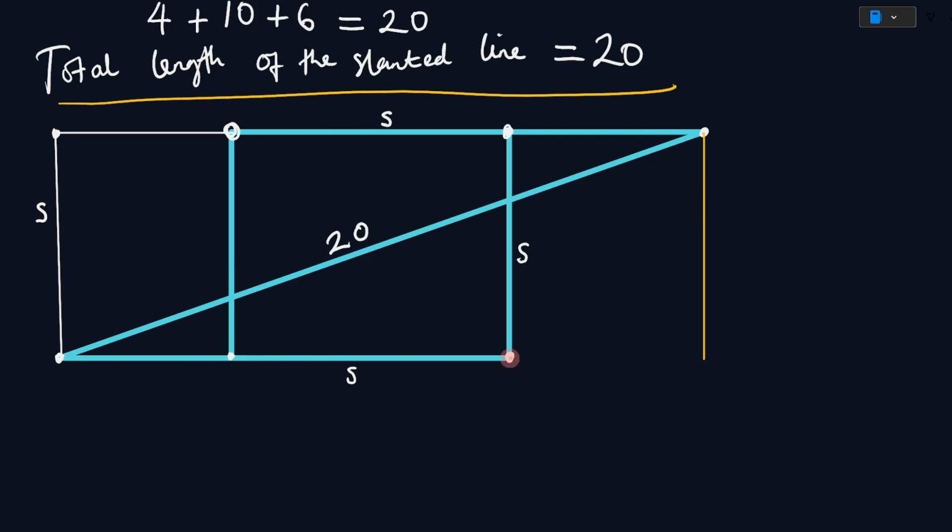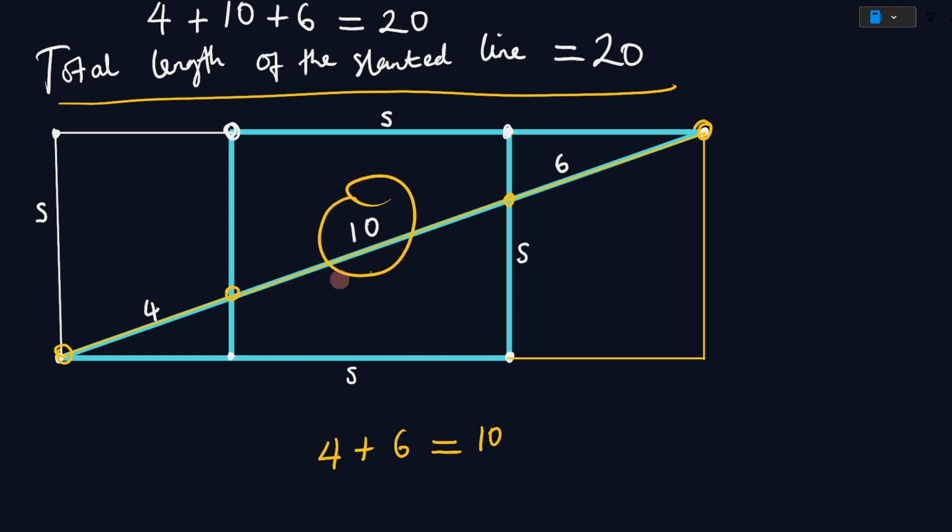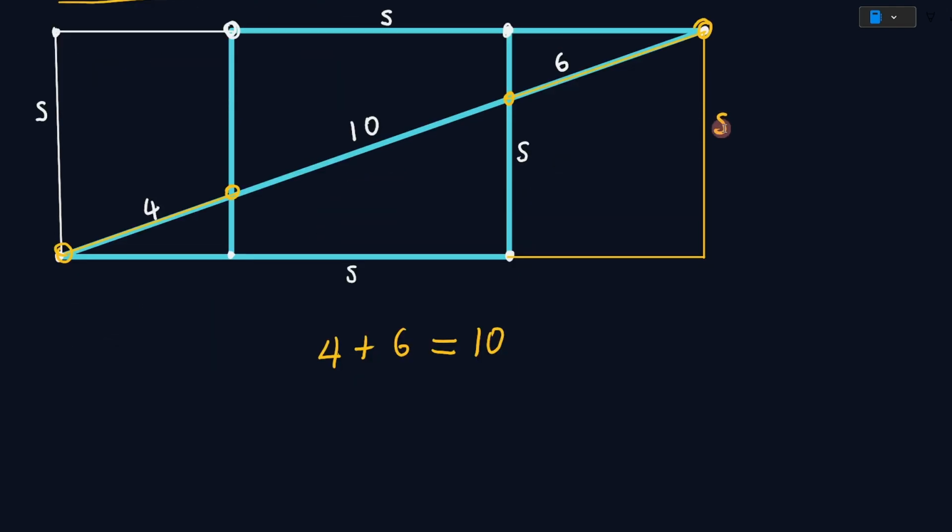From this point, join it to another line that extends from the end of the square to this line. Yes, we know that this entire length is 20. If we still break it into the original side lengths, where here is 10, here is 4, and here is 6, we can see that this side length 4, when added to this side length 6, that is 4 plus 6, will give us 10. This shows that this middle side length, that is 10, is half of the total length. So this side length is still S.